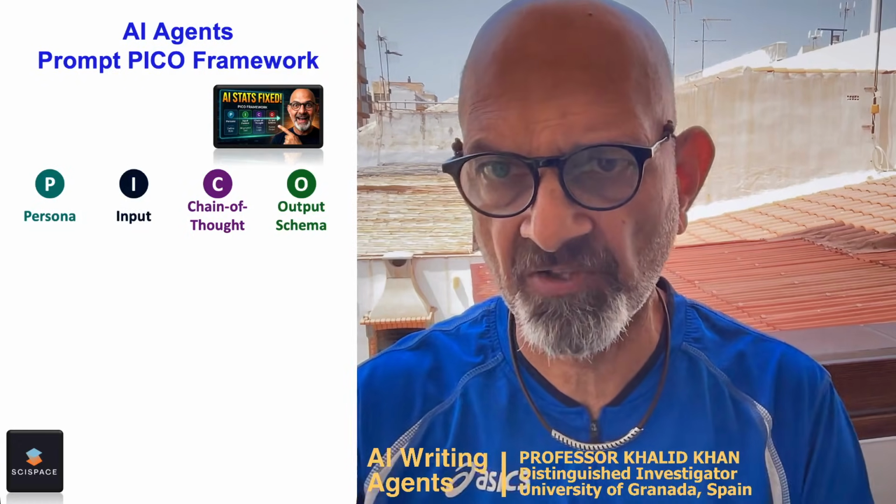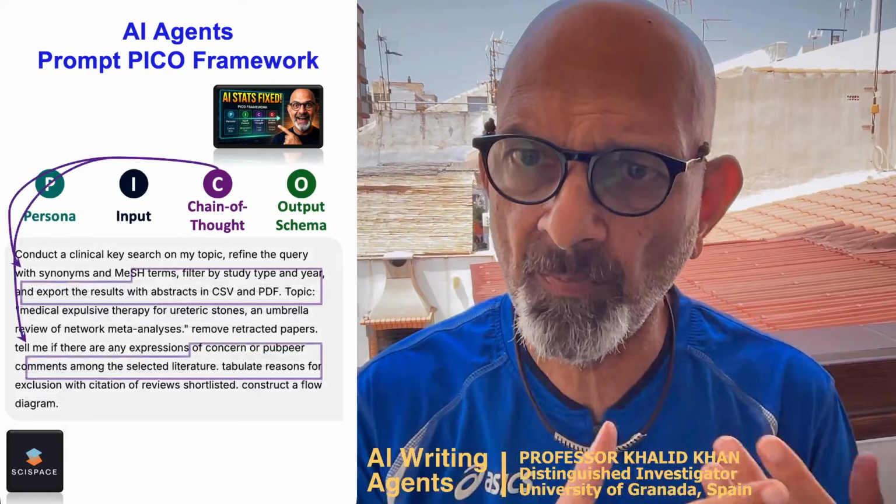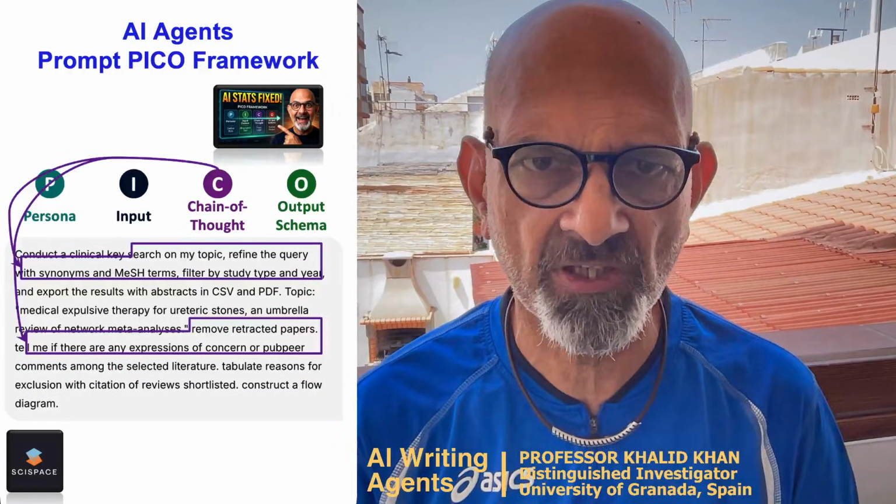So for this example, using the previously published umbrella review on medical expulsion therapy for ureteric stones, I am going to use Scispace, which is an agent specifically for carrying out research and reviews. So the persona is specified within the selection of the agent.